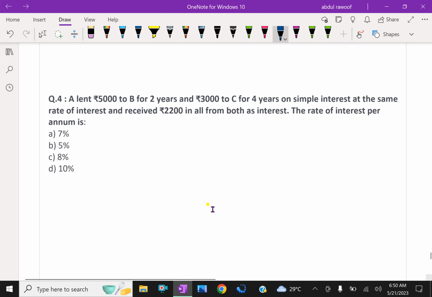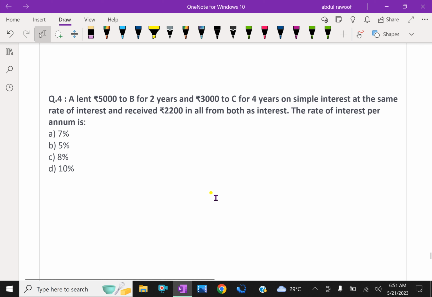Now next question. A lent 5,000 to B for 2 years and 3,000 to C for 4 years on simple interest at the same rate of interest and received 2,200 in all from both as interest. The rate of interest per annum is?